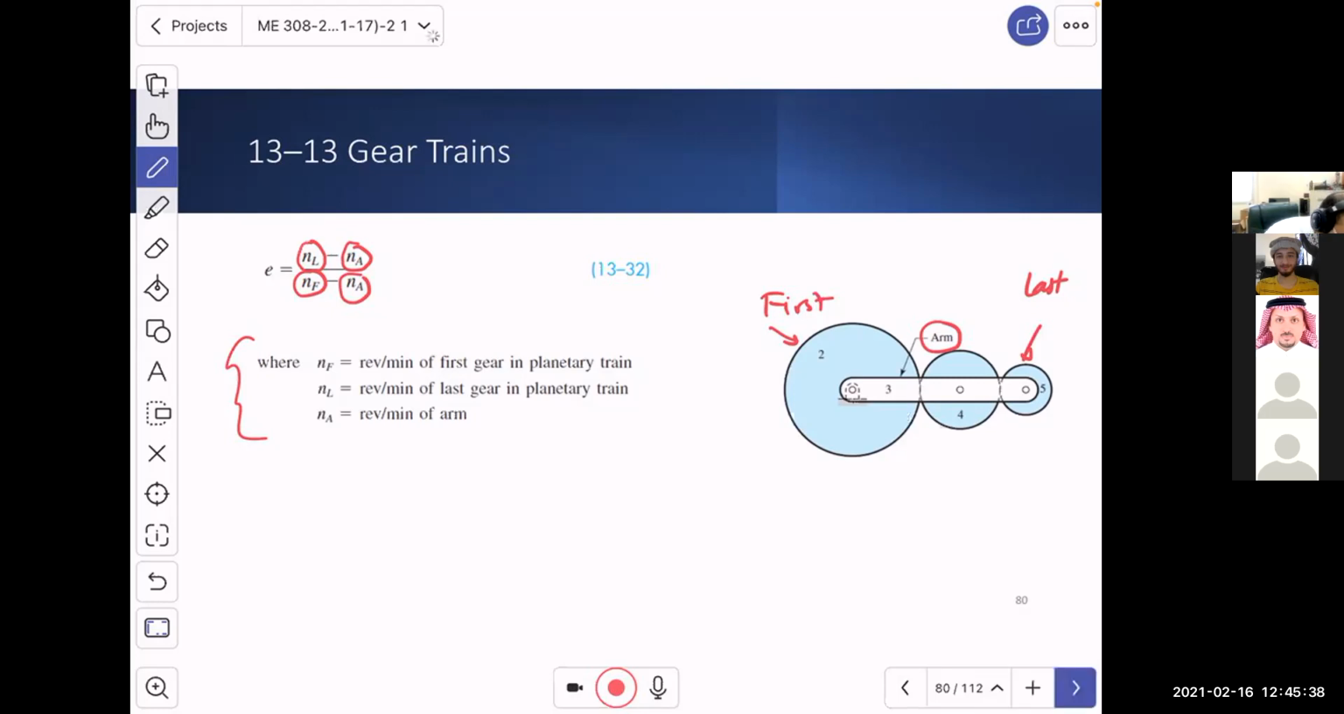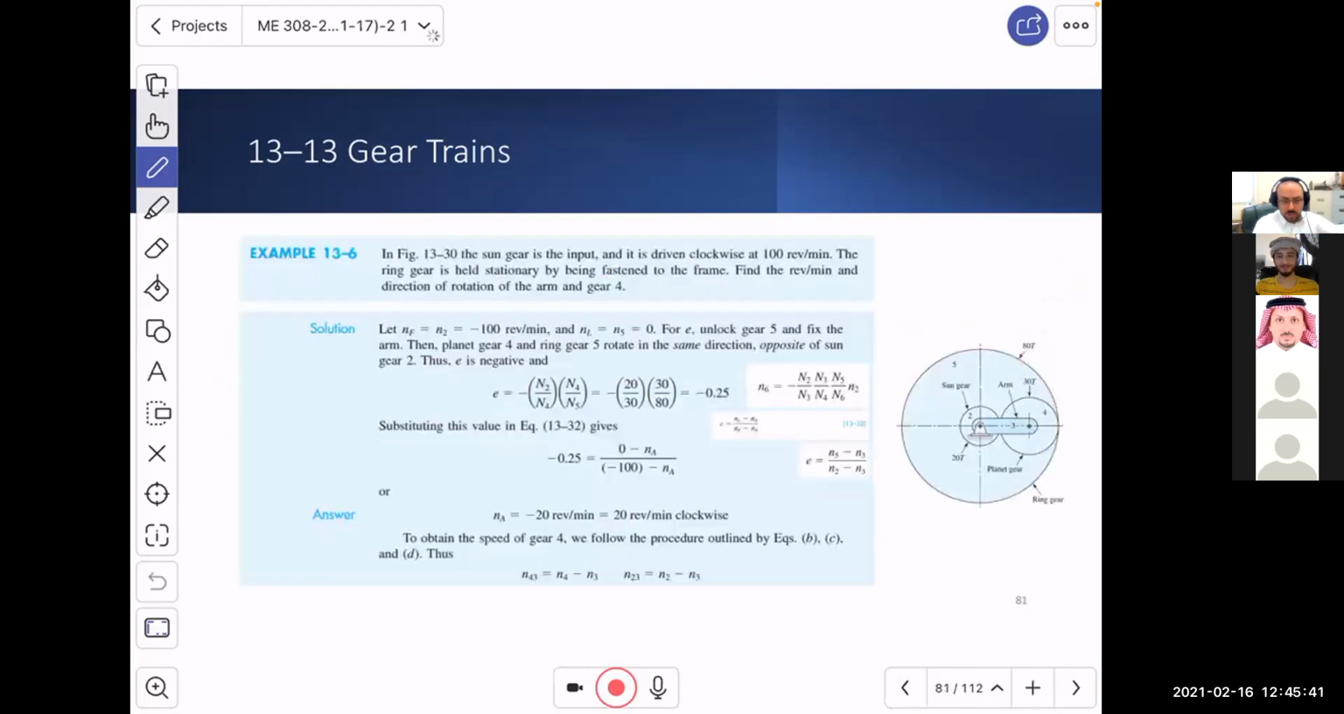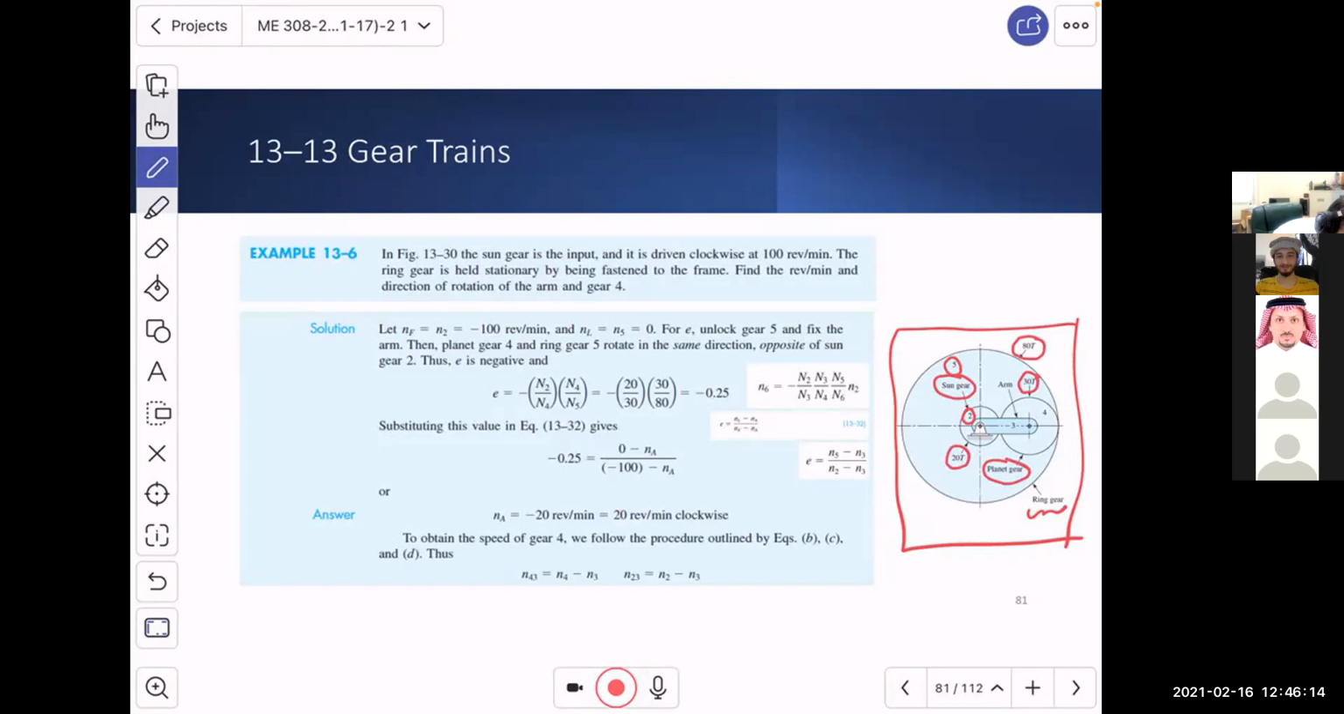Now, we're going to start this example, but we will probably not finish it. In this example, we have the same arrangement as this one. We have here the ring, which is number 5, and it has 80 teeth. Then we have the sun gear, which is number 2, and it has 20 teeth. Then we have the planet gear, which is number 4, and it has 30 teeth. And of course, the arm is number 3.